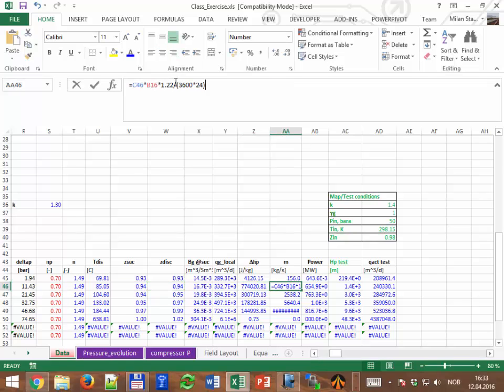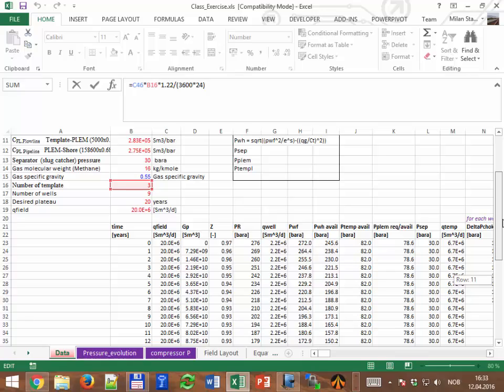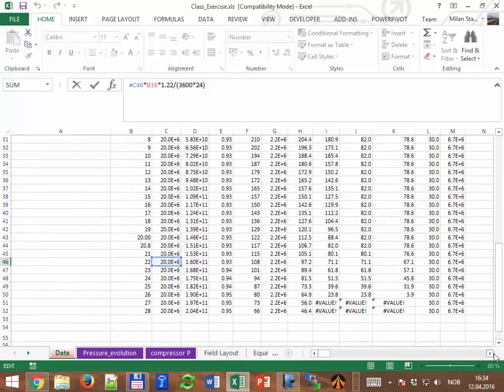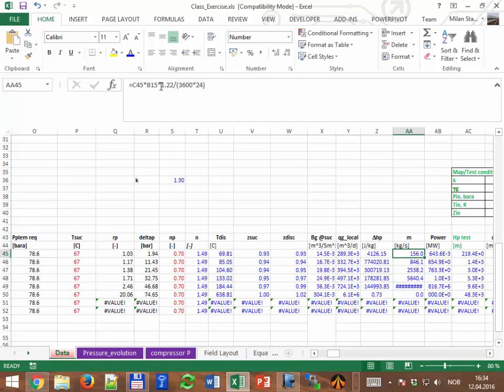Maybe here. Oh, we didn't freeze this one. You see, so it's going down. Okay, so let's freeze that. So this is just to show you how you shouldn't do it, so you learn and you do it the proper way when you deliver the exercise.